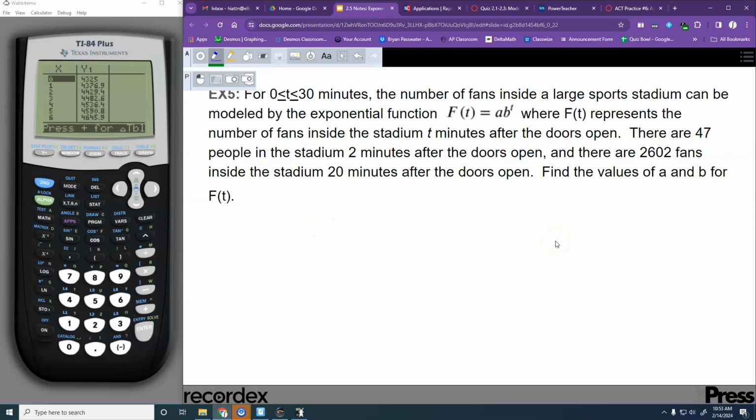For this, so I know that if I plug in 2, I will get 2,602. So that's telling me, f of 2 is 47. I'm looking at the wrong number there. F of 2 is 47. So if I think about this equation right here, that means if I plug in 2 for my t, right? So if I've got a times b squared, I will get 47.